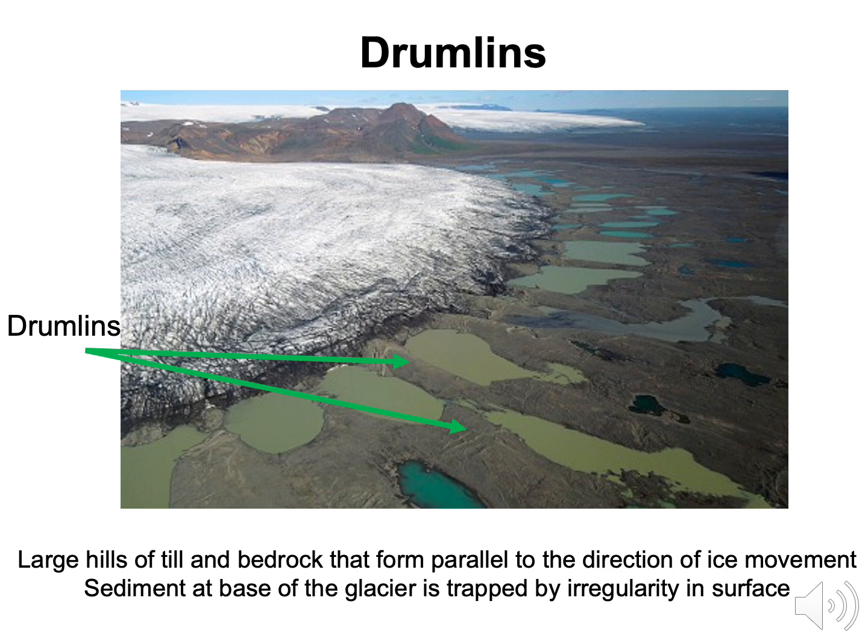A drumlin is a large hill of till and bedrock that forms parallel to the direction of ice movement. So we can see that these drumlins extend from the edge of the glacier, which is a different direction than an end or terminal moraine. These are going to be parallel to the movement, and what happens in this case is sediment at the base of the glacier is trapped by some type of irregularity in the surface, which ultimately generates the deposition of sediment in this large hill that's located in a direction parallel to ice movement.